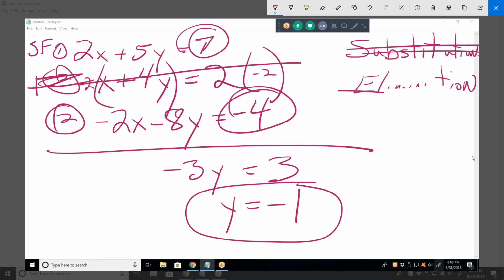It's just that I wanted you to be aware that if you're going to multiply one of the equations by a number, try to set it up so that you create an addition problem, not a subtraction problem. Okay? Give me another one.